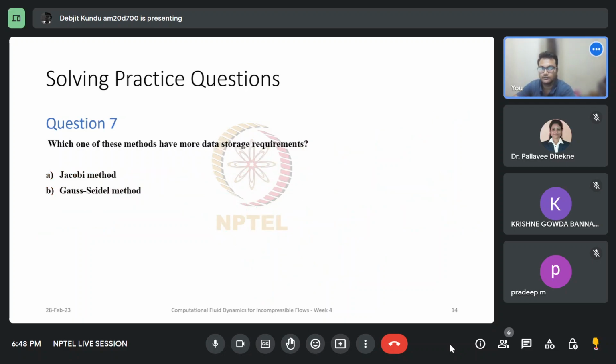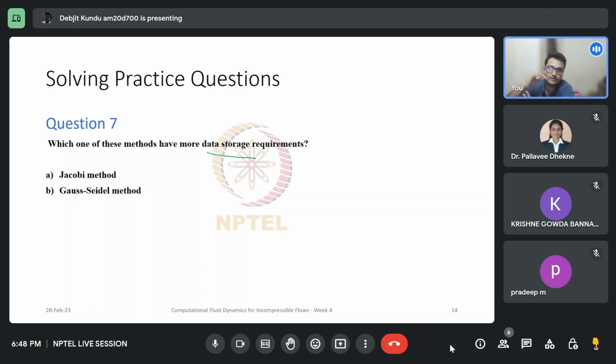We will move on to question number 7 of today's session. So, which of these methods have more data storage requirements? Is it option A, Jacobi method, or is it option B, Gauss-Seidel method? So, while doing CFD of very involved, very complicated systems, there are two main things to take care of. One is the computational cost, the number of iterations which I'm performing, number of calculations that I'm forcing the computer to carry out. That is known as the computational cost. And the second thing is the data storage cost.